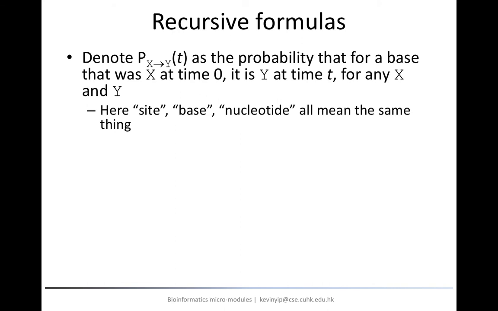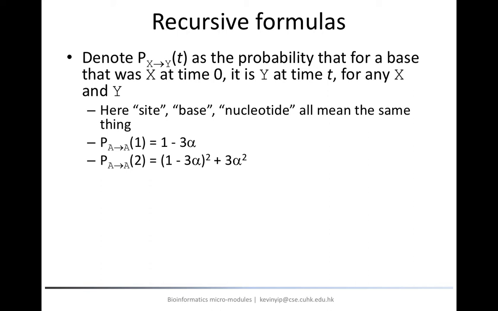To do that, we need to set up a recursive formula. First, we define a symbol p x to y bracket t to indicate the probability that a site contains nucleotide y at time t if it had nucleotide x at time 0. For example, p A to A bracket 1 means the probability for a site to contain nucleotide A at time 1 if it actually had A at time 0, which by the definition of the Jukes-Cantor model is 1 minus 3 alpha.